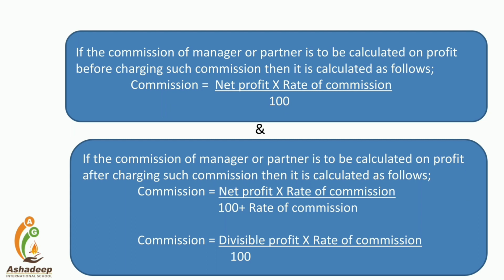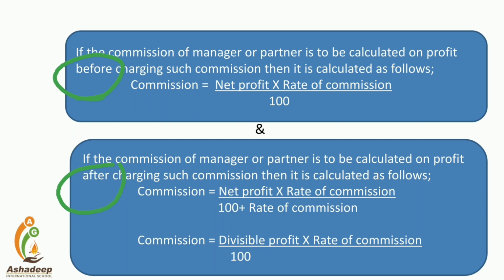And the second statement is, if the commission of manager or partner is to be calculated on profit after charging such commission, then it is calculated as follows. So if you read both the statements, you will find they are almost similar except these two words, that is before and after. Now I think you understand that the change in the formula is just because of these two words. Means whenever you read the question, it is very important to note these two words.